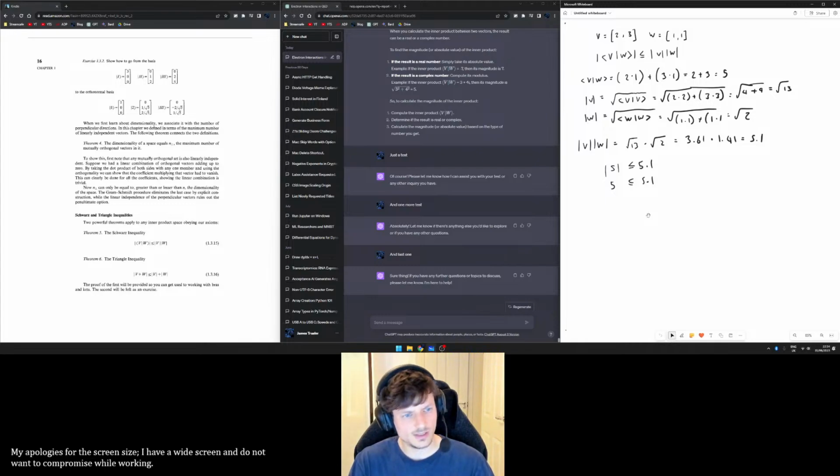So this is the one before, and then we do the magnitude of v plus w is less than or equal to the magnitude of v plus the magnitude of w, which is the triangle inequality, right? That's what that is.